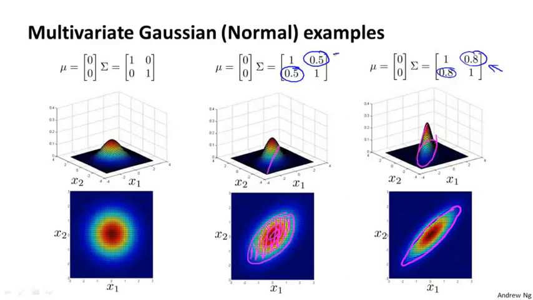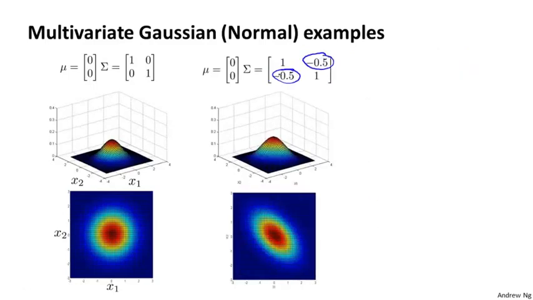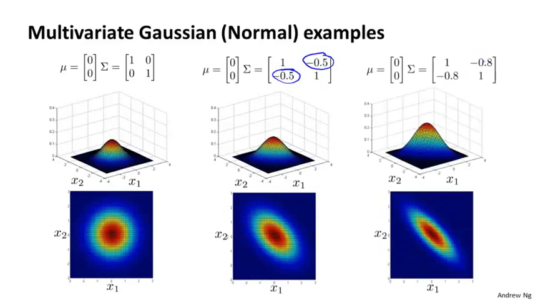So this is if we set these entries to be positive. In contrast, if we set these to negative values, as I decrease this to -0.5 down to -0.8, then what we get is a model where we put most of the probability in this negative correlation region. Most of the probability now lies in this region where x1 is about equal to -x2 rather than x1 equals x2. And so this captures a negative correlation between x1 and x2. Hopefully this gives you a sense of the different distributions that a multivariate Gaussian distribution can capture.